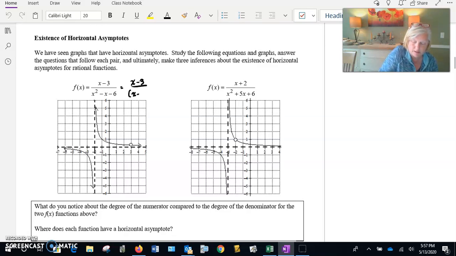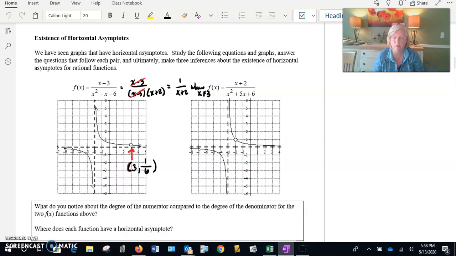This would be x minus 3, x plus 2. So we do have some cancellation. I also know that I have cancellation because I do have a hole at that location. So that location, 1 over x plus 2, where x does not equal 3. If I plug 3 into the reduced version, I would get 1/6, and that would be the location of that hole. We have a non-removable factor of x plus 2. Notice that we have a vertical asymptote, x equal to -2.